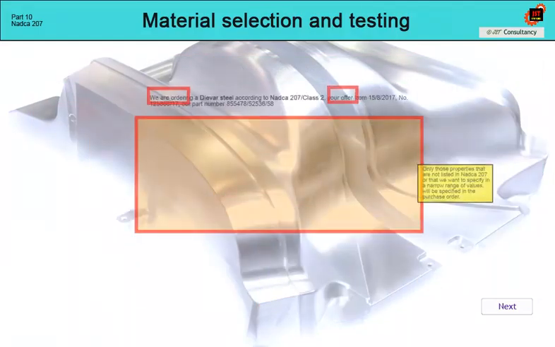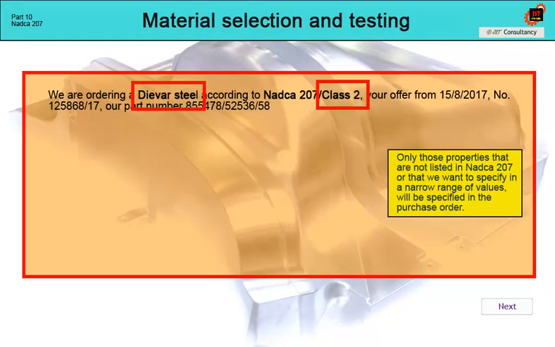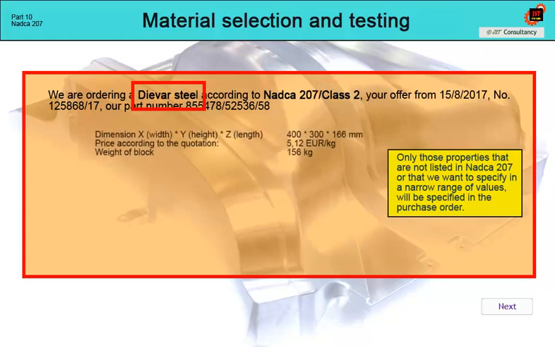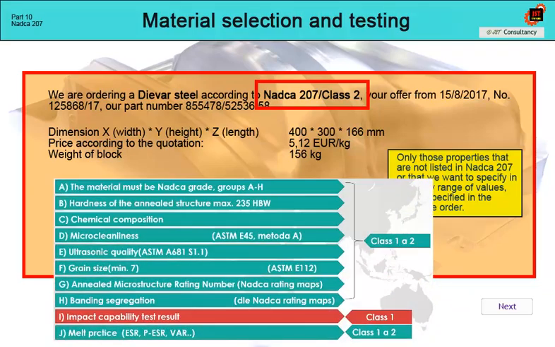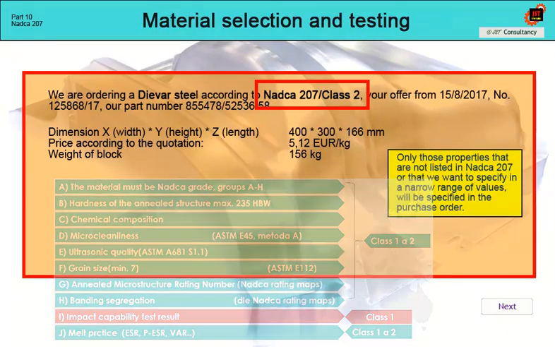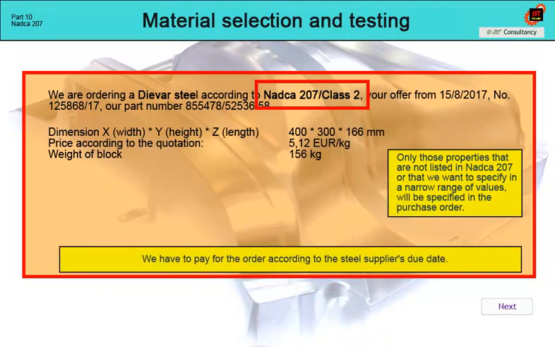If we want to order material for the Class 2 group, a simplified order with only reference to NADCA 207 and Class 2 is sufficient. Everything else follows the specifications. In this case, too, the steel supplier is obliged to deliver material according to points A to J, with the exception of point I. Since the impact strength test is not mandatory in Class 2, we do not need a steel blank for coupons. Unfortunately, we have to pay for the order according to the steel supplier's due date.